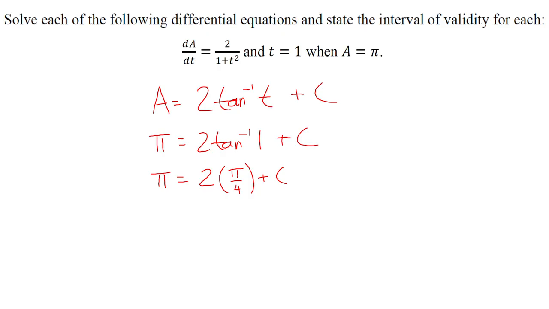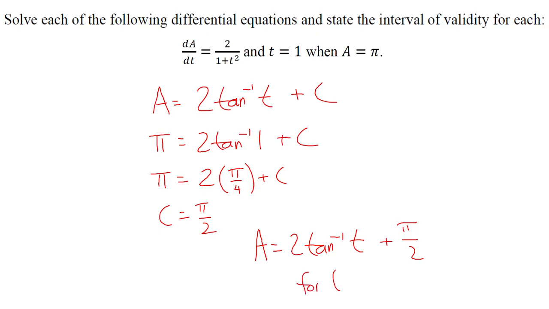Well, that's just pi minus pi over 2 to solve for c. So c is pi over 2. And our final answer should be a is 2 inverse tangent t plus pi over 2. And of course, you can take the inverse tangent of any value. And so this is valid for -infinity to infinity.